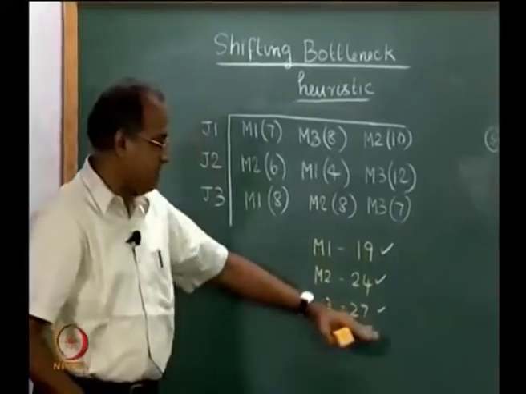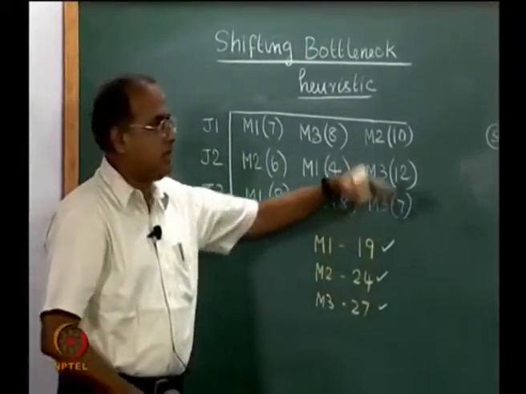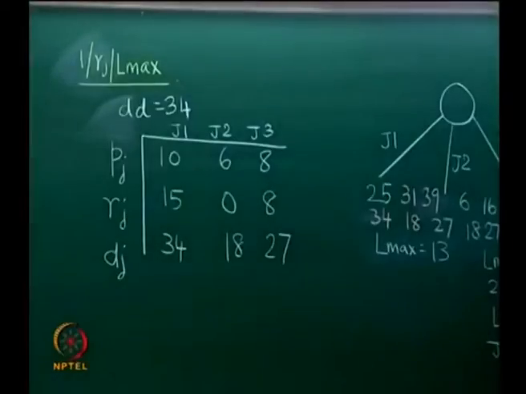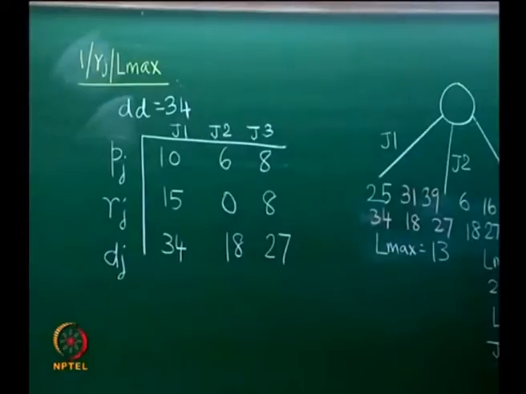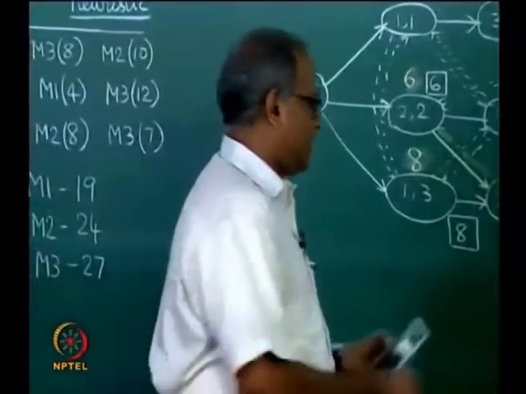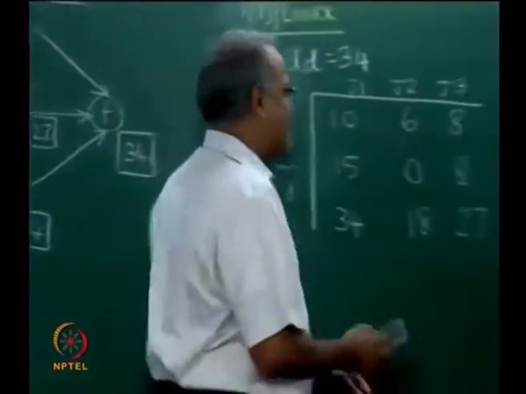We have already seen M3 and M2. So, we now need to do a 1 | rj | Lmax on M1. So, we do a 1 | rj | Lmax on M1 with the same due date as 34, because the longest path in this network right now is 34. We now solve the 1 | rj | Lmax problem on the third machine.